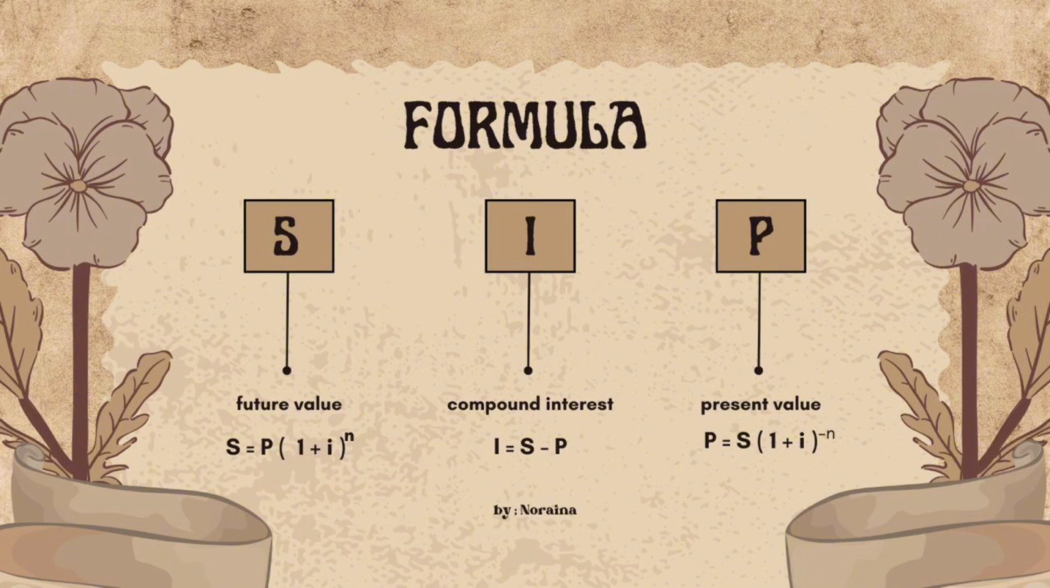There are 3 formulas for this chapter. First, future value: S equal P(1 + i)^N. Next, compound interest formula: I equal S minus P. And the last one is the present value formula: P equal S(1 + i)^-N.